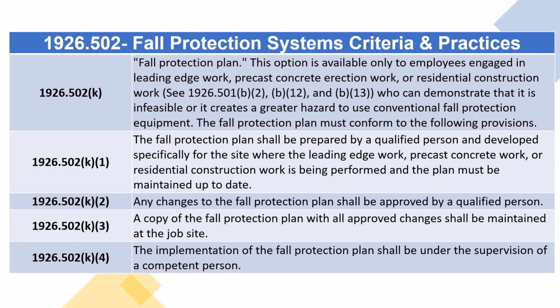1926.502(k)(1). The fall protection plan shall be prepared by a qualified person and developed specifically for the site where the leading edge work, precast concrete work, or residential construction work is being performed, and the plan must be maintained up to date. (k)(2). Any changes to the fall protection plan shall be approved by a qualified person. (k)(3). A copy of the fall protection plan with all approved changes shall be maintained at the job site. (k)(4). The implementation of the fall protection plan shall be under the supervision of a competent person.